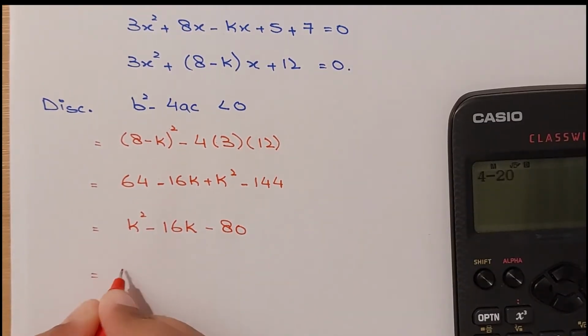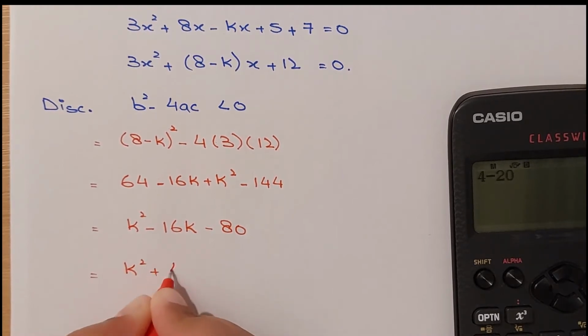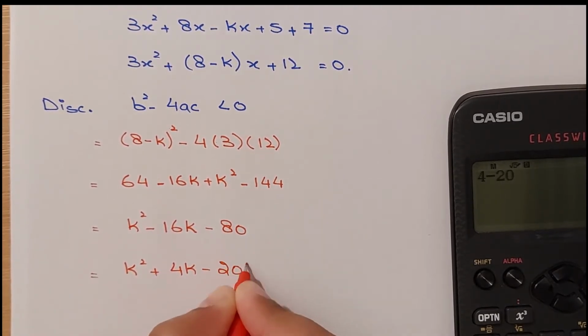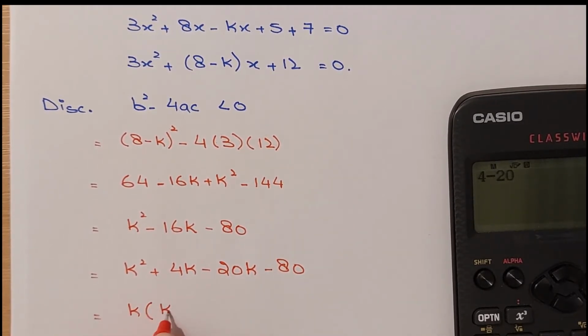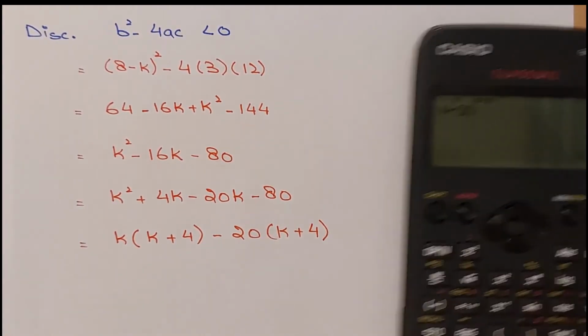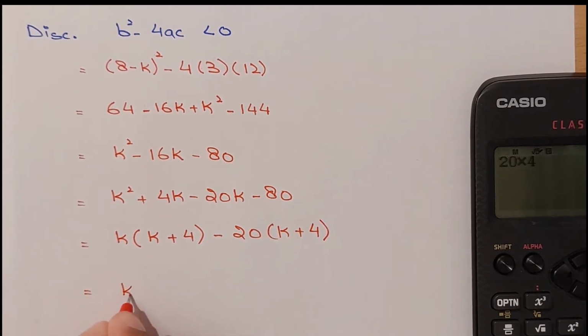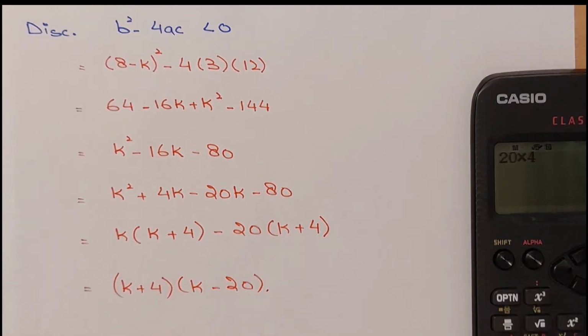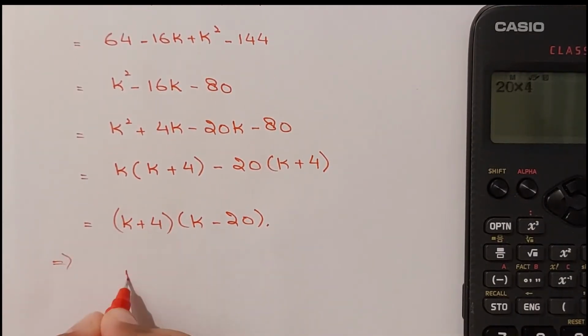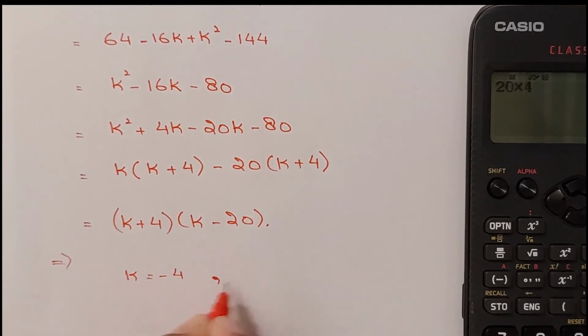Let's break the middle term. So k square plus 4k minus 20k minus 80. So from here, let me take k common. We have k plus 4 and minus 20 is common, k plus 4, right? 20 times 4 is 80. Yes. So the two factors are k plus 4 and k minus 20. Right, now we have the two values for k. K equals minus 4 and k equals 20.